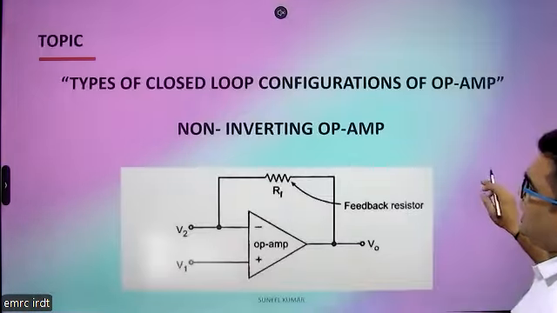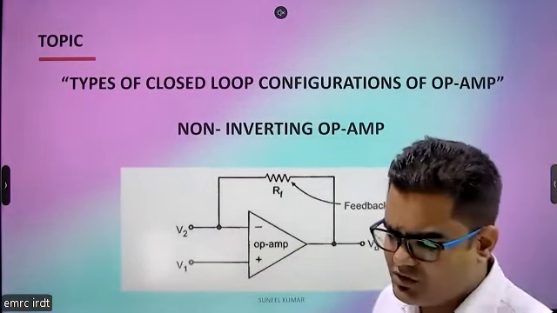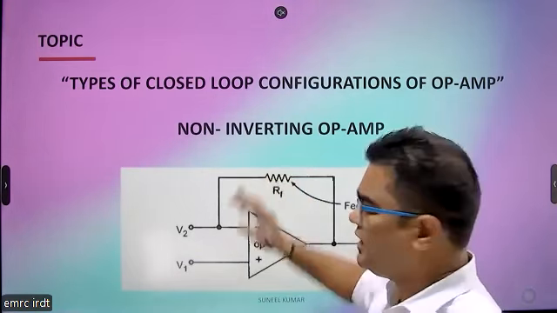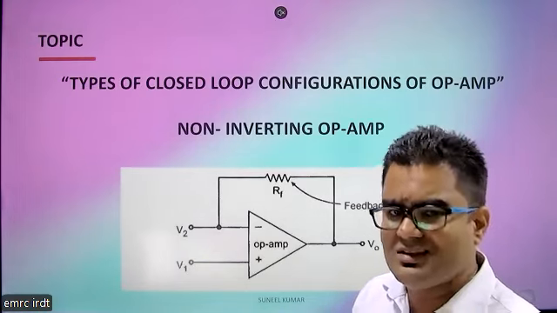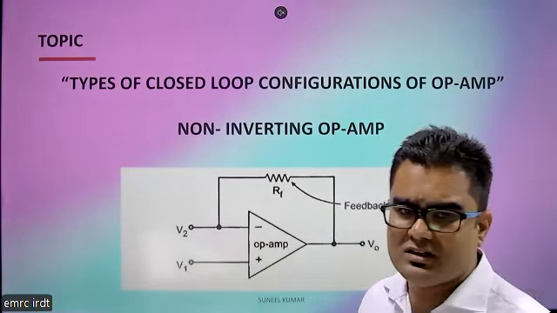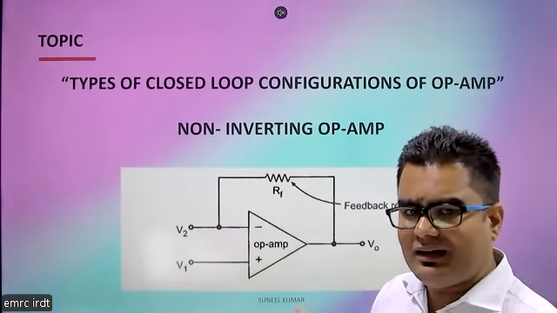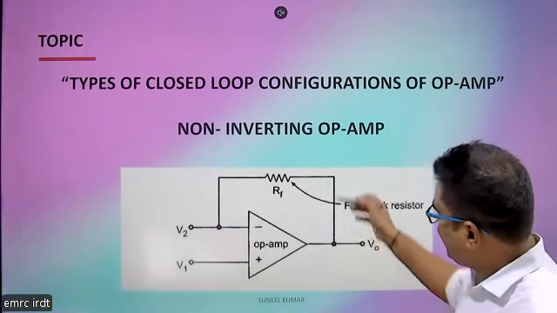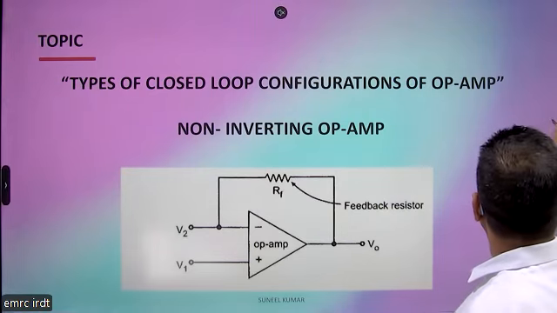So now we are going to discuss non-inverting operational amplifier, and this is very important to understand that how can we design this non-inverting operational amplifier through negative feedback. It is also a kind of closed loop configuration in which we are utilizing the negative feedback to get an output with the help of this feedback resistance. So we are getting this circuit.